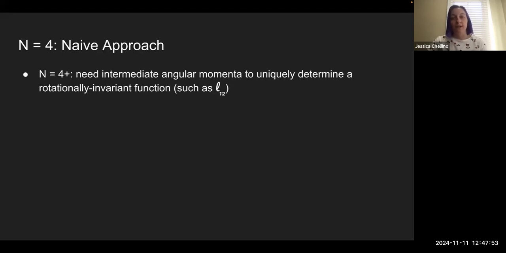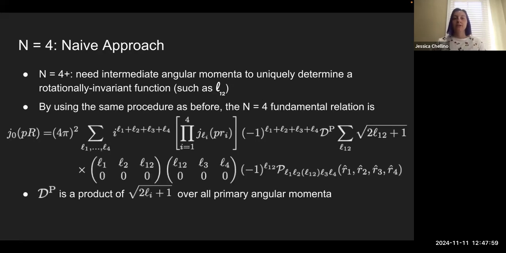So in the n equals 4 example, we have L12, which couples L1 and L2. If we follow the same procedure as we did for the n equals 2 case, where we use the plane wave expansion two different ways and set those expressions equal to each other, we get this for the n equals 4 fundamental relation. Here, we see on the right side, we have a sum over L12, but we don't have any way to pick out a specific L12. So this approach doesn't work, and we have to slightly modify it.